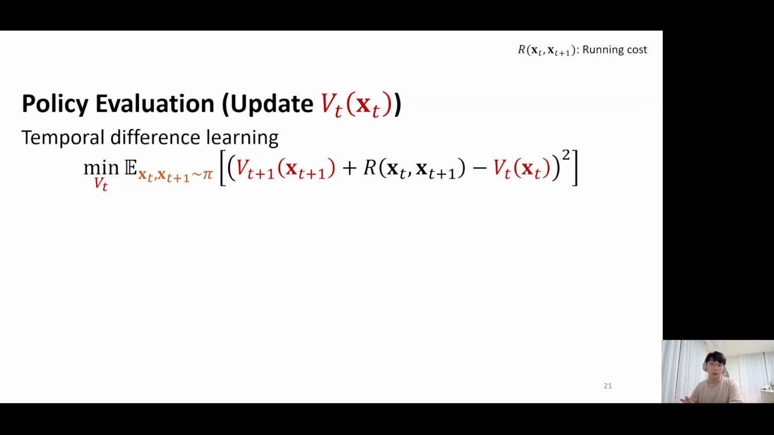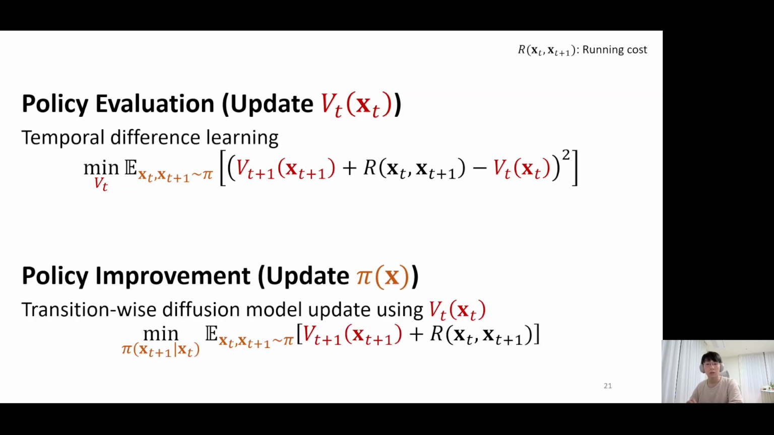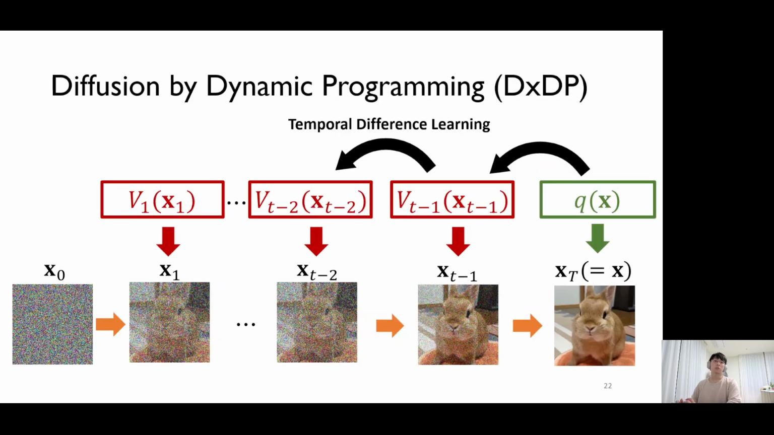With the value function defined, we can solve this optimal control problem with a standard value iteration. We first train the value function using temporal difference learning. Then we optimize our diffusion model to minimize the value function. These two steps will be performed alternatingly until convergence. So D by ME can be summarized by this illustration. Instead of backpropagating through time, we use the value function to propagate the learning signal to the earlier steps of the diffusion model. And D by DP serves as a subroutine of D by ME.